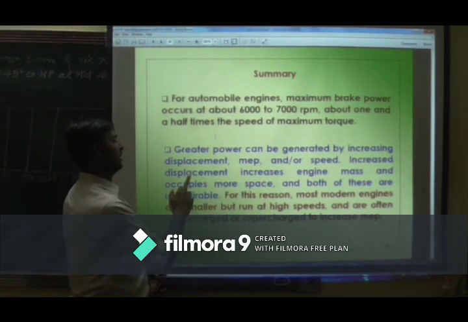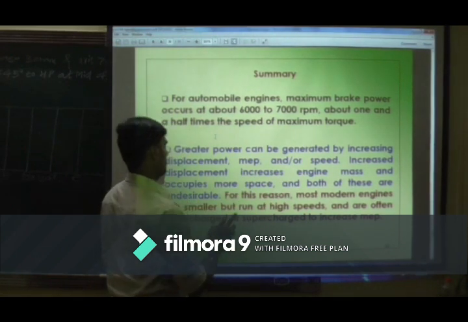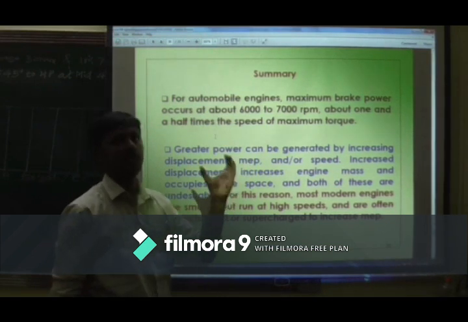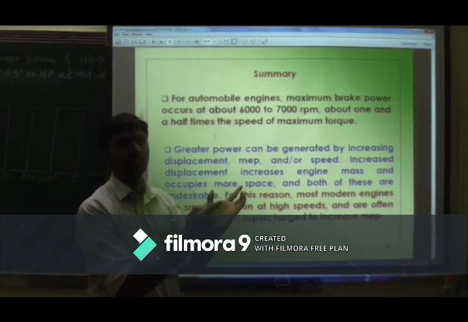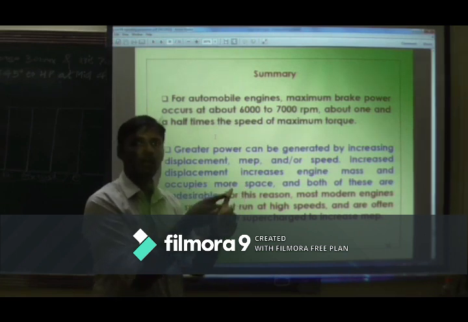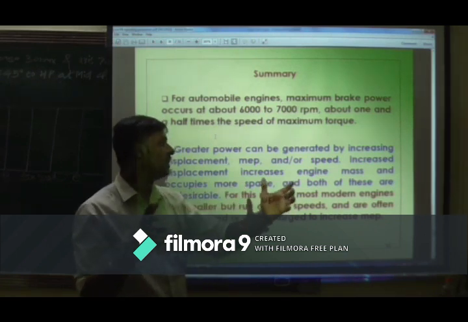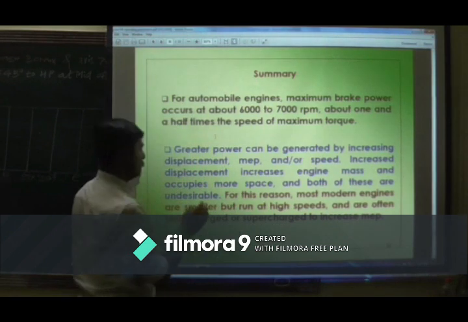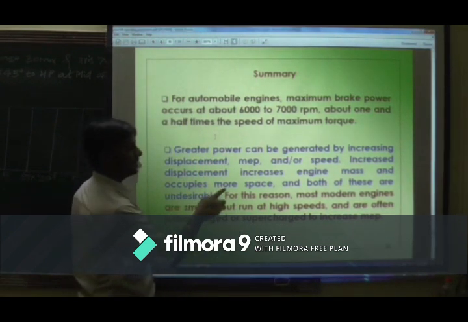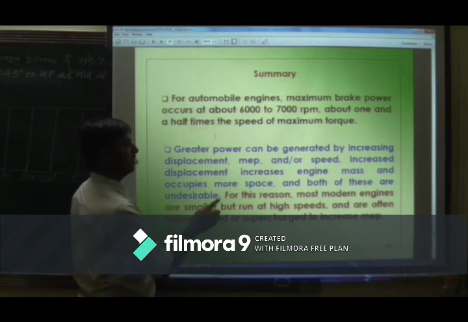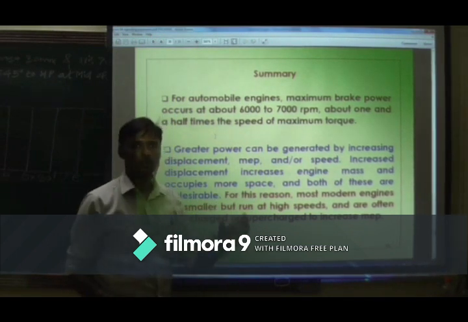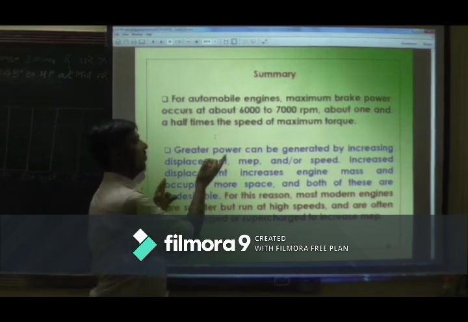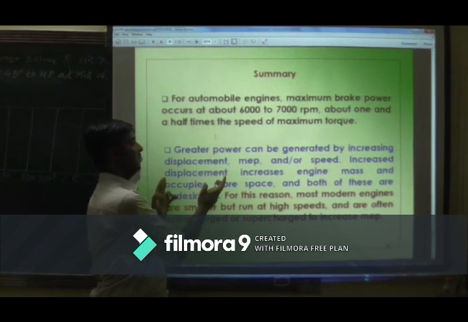Okay, what they are saying is that increased displacement increases engine mass and occupies more space. Displacement increases means L increases, A increases. Means L increases, bore diameter increases, so the engine will be bigger in size. If the engine is bigger in size, engine mass increases and it occupies more space, and both of these are undesirable. We don't have to increase bore diameter or stroke length, we have to increase power. As displacement increases, power increases, but we don't have to increase displacement.